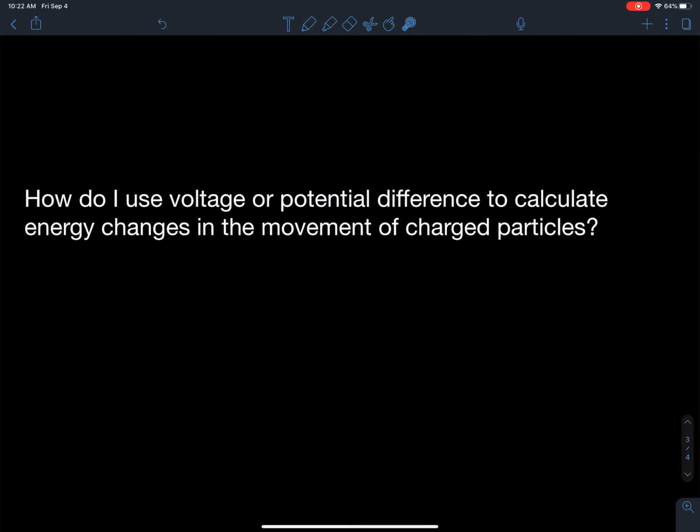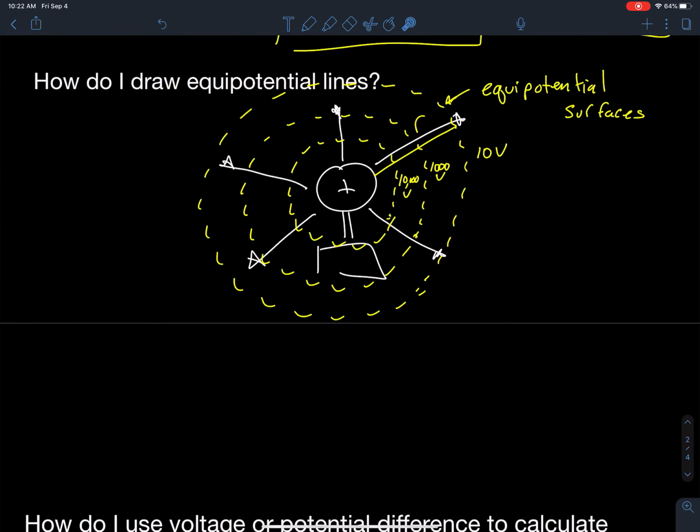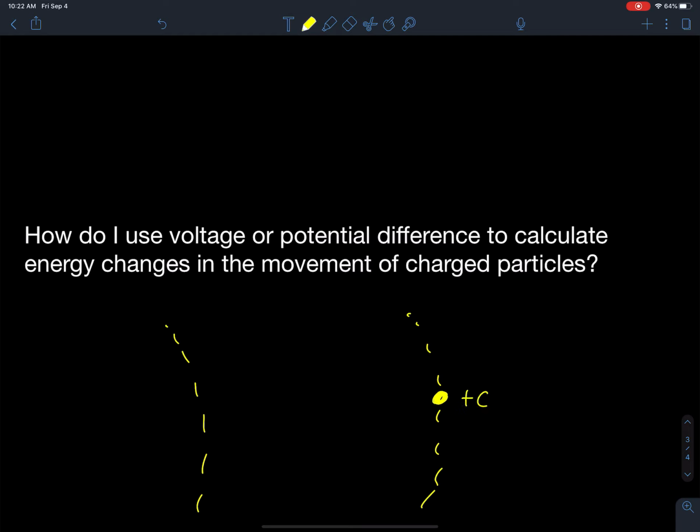Okay, so how do I use voltage or potential difference to calculate the energy changes in the movement of charged particles from here to there? Well, that's quite simple. So let's just blow this up. If I had two equipotential lines, and here I am, a positive 0.1 coulomb charge.